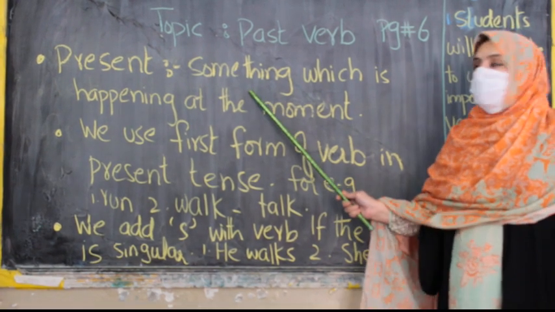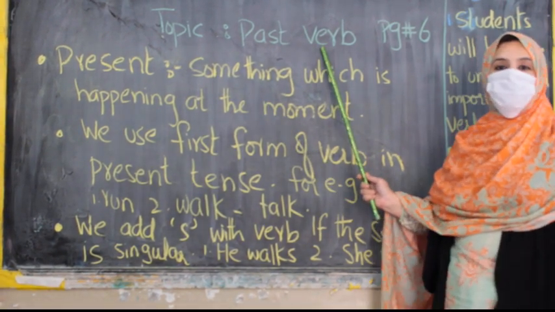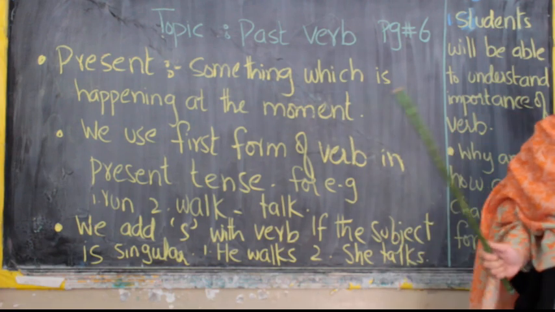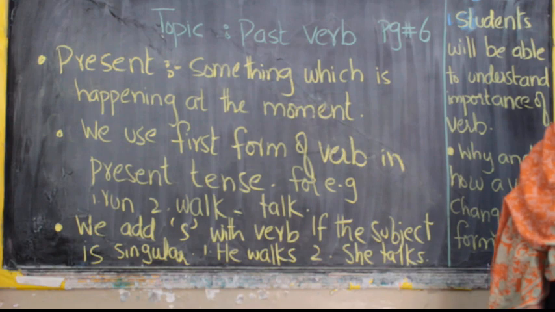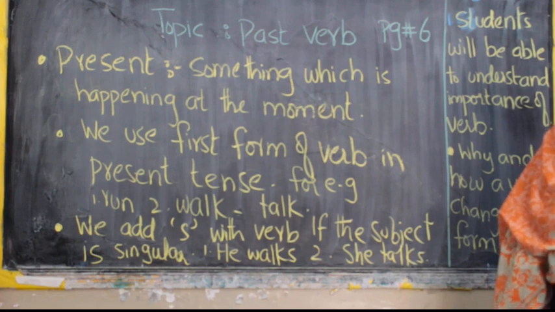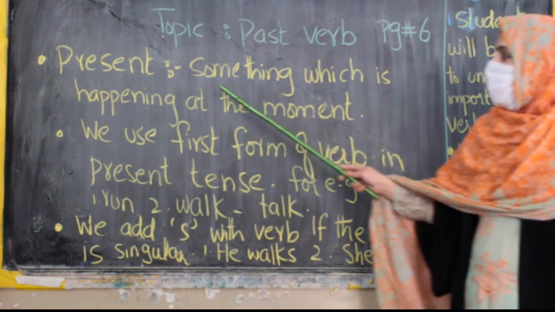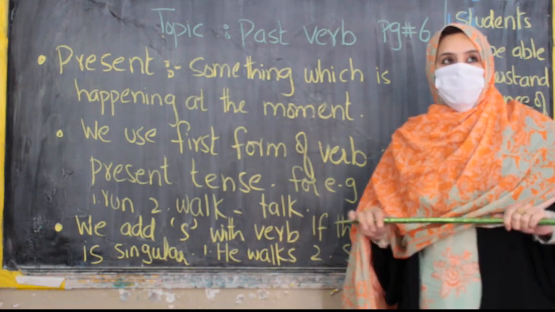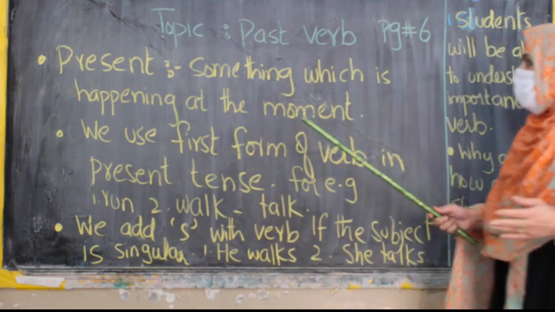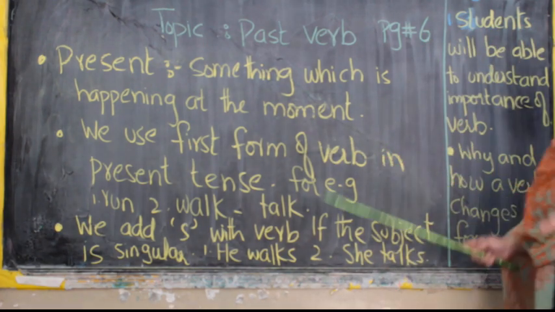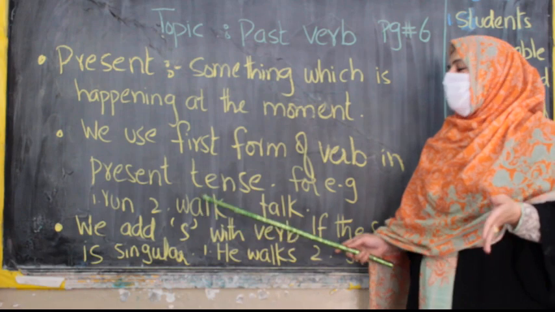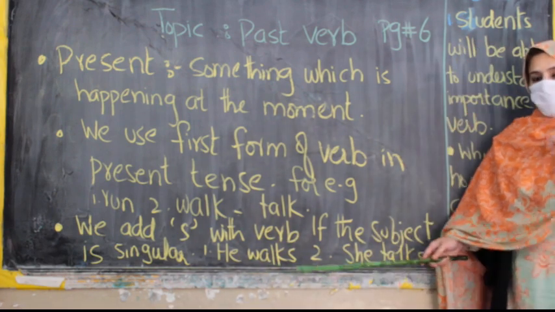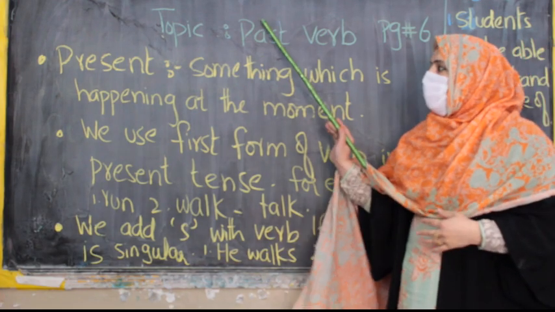It is important that if we are studying verb, we must know about the tenses, because the main role in English grammar is played by tenses. The very first we are going to discuss is present tense. Now what is present tense? Present tense, something which is happening right now at this moment, is called present tense, which means right now I am explaining verb to you.